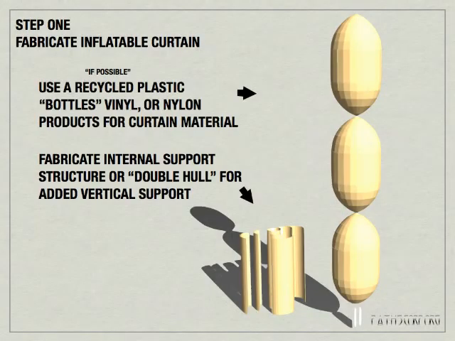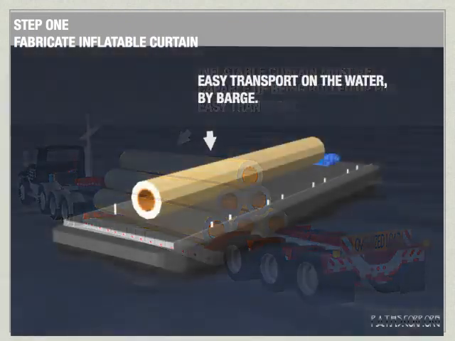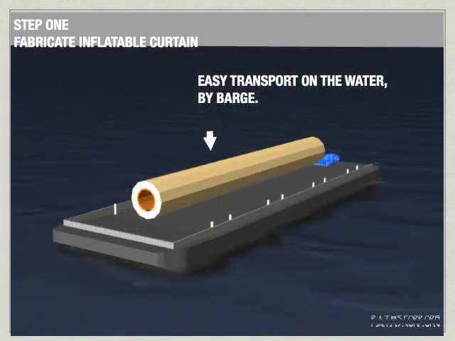Use recycled plastic bottle, vinyl or nylon products for curtain material. Fabricate an internal support structure or double hull for added vertical support. The inflatable curtain must be capable of being rolled or folded up for easy transport by truck from the factory and on the water by barge.